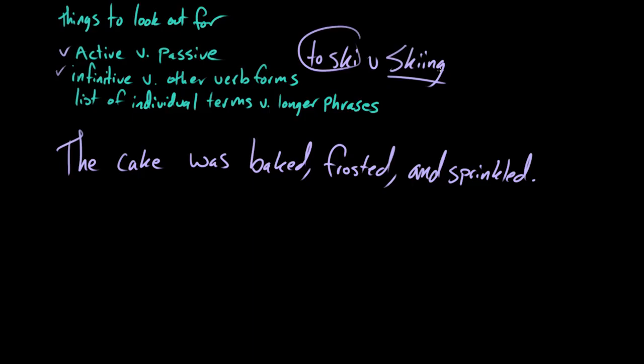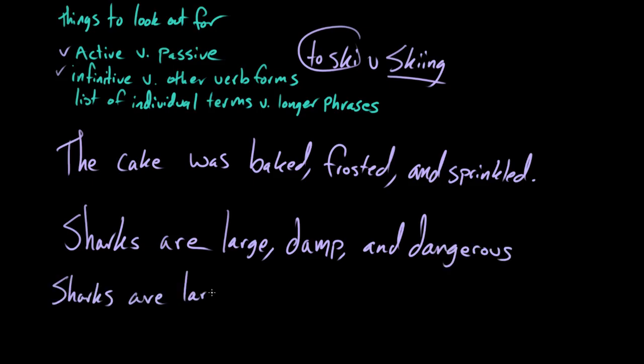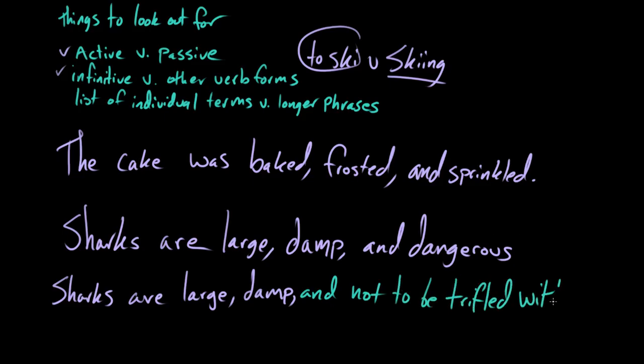And then lists of individual terms versus longer phrases. So if you are describing something with a string of adjectives, be careful when you follow it up with a longer phrase. For example, sharks are large, damp, and dangerous. Those are all just short individual modifiers, as opposed to sharks are large, damp, and not to be trifled with.